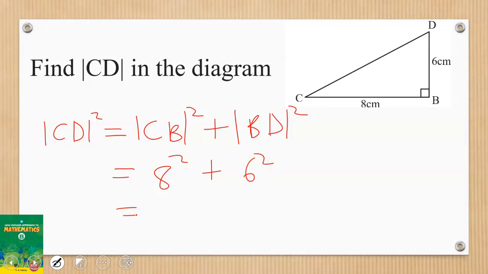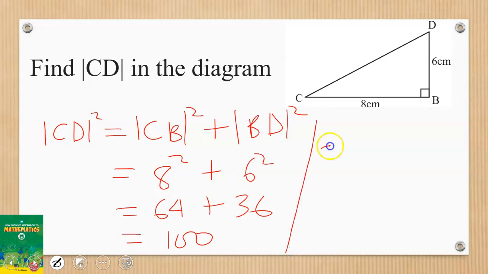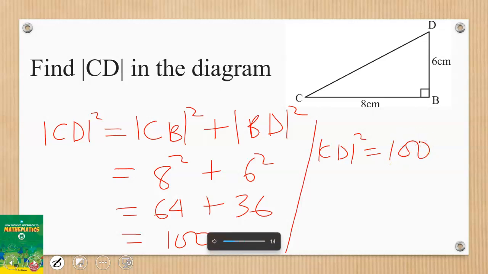Now when we simplify this, what is 8 squared? That means 8 times 8, and 8 times 8 will give us 64, right? And then 6 times 6 will give us 36. When you put these two together, we have 100. So our line CD squared is equal to 100. And because we want to make CD the subject, we take the square root of both sides.